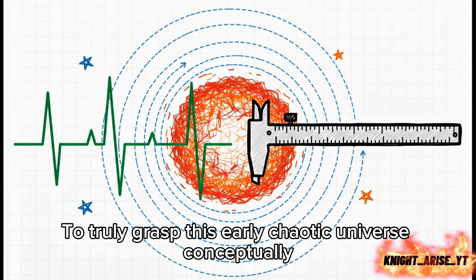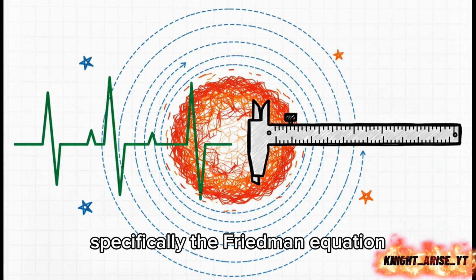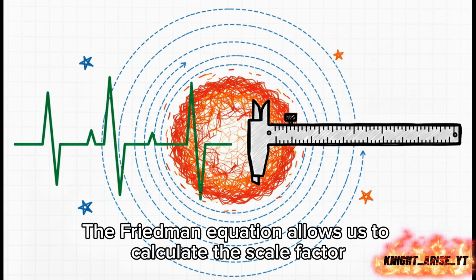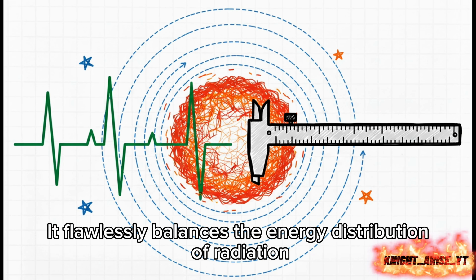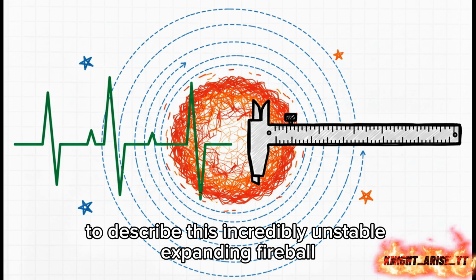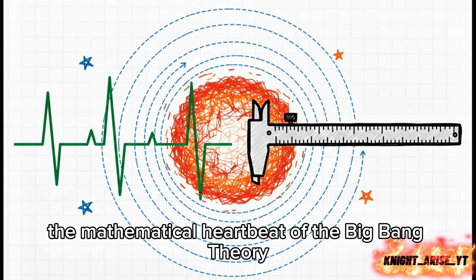To truly grasp this early, chaotic universe conceptually, cosmologists rely on some incredibly heavy mathematics, specifically the Friedmann equation. Derived directly from Einstein's field equations of general relativity, the Friedmann equation allows us to calculate the scale factor of the universe over time. It flawlessly balances the energy distribution of radiation, hot gases, matter, and the cosmological constant to describe this incredibly unstable, expanding fireball. It is without a doubt the mathematical heartbeat of the Big Bang Theory.